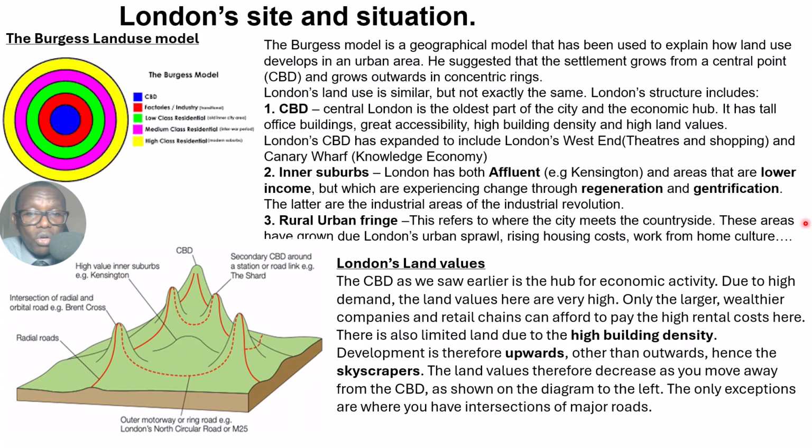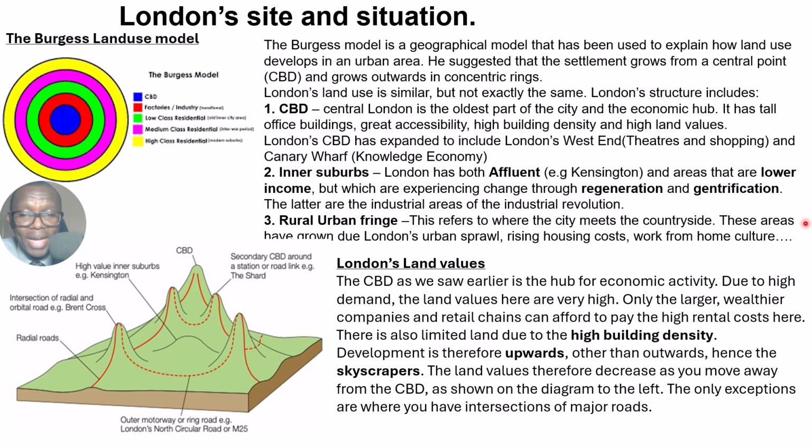Now, the CBD also has very high building density. And that high building density means also that the land values there are quite high. Because of the high demand for the land, the cost of it is also very high. Now, London CBD has also expanded to include the West End, where we have theatres and shopping, and has also expanded into Canary Wharf that we've talked about, which is the center rather of the knowledge economy.